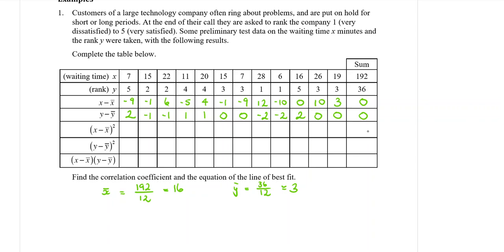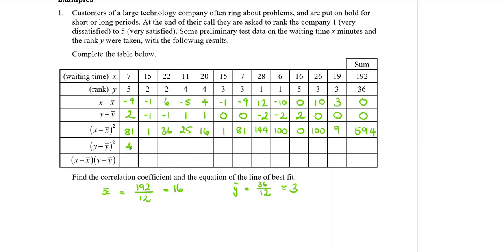Okay, so now, next one. X minus x bar, so that's this row. I just want to square it. It's getting rid of the sign value, saying how far away is each of those scores. We're going to square each one of these. So that will be 81, 1, 36, 25, 16, 1, 81, 144, 100, 0, 100, 9. Sum it all up. 594.